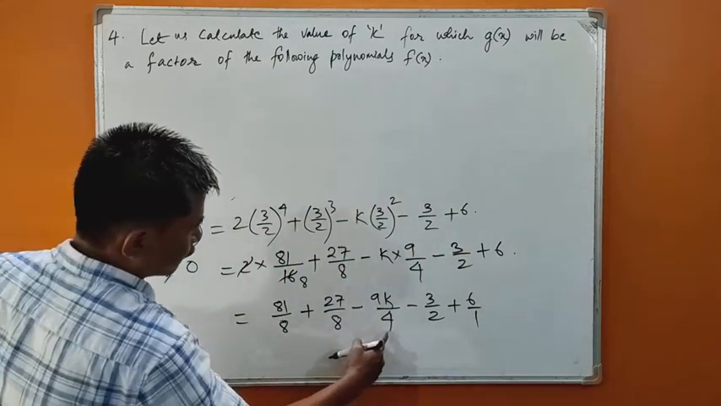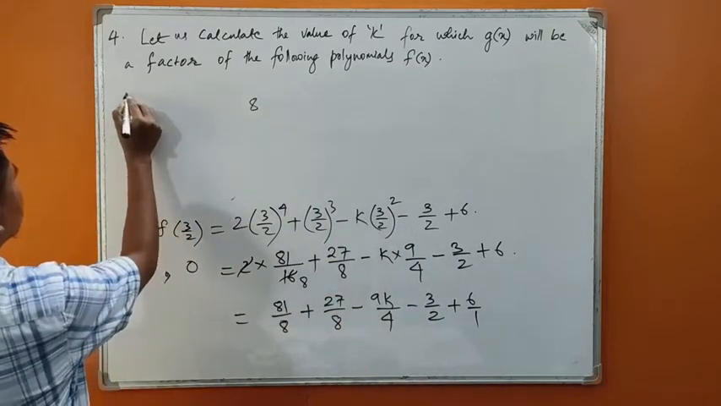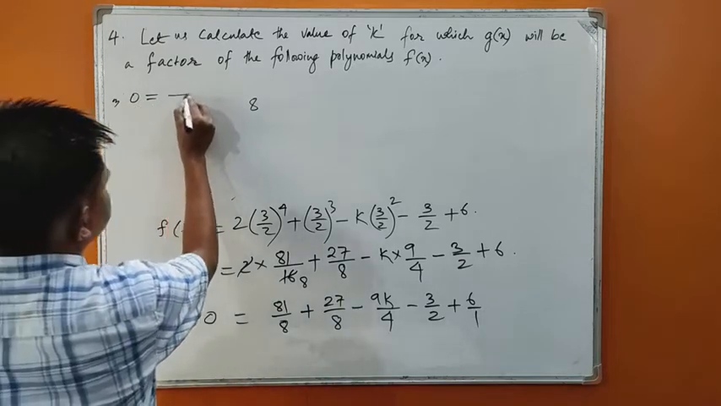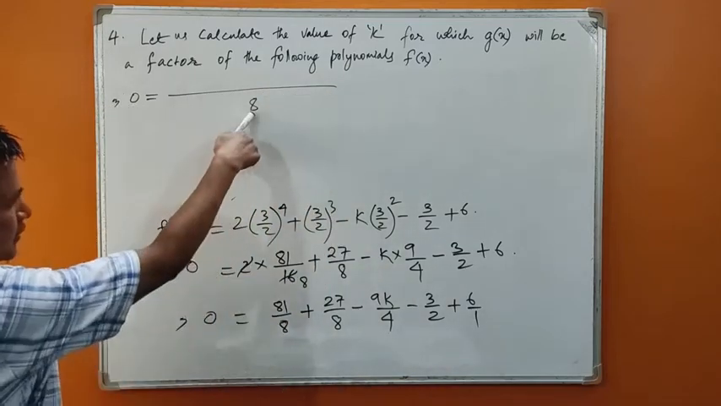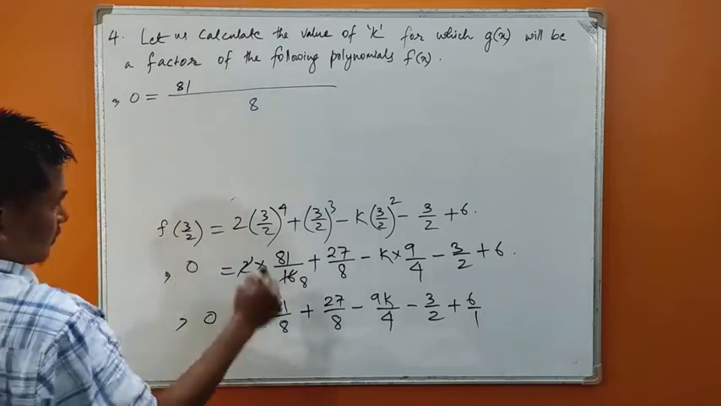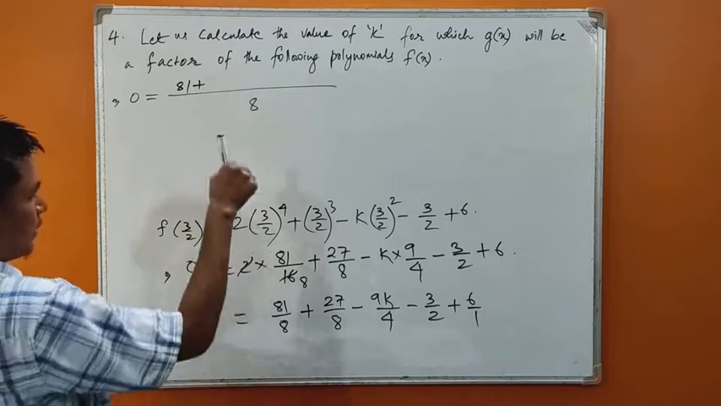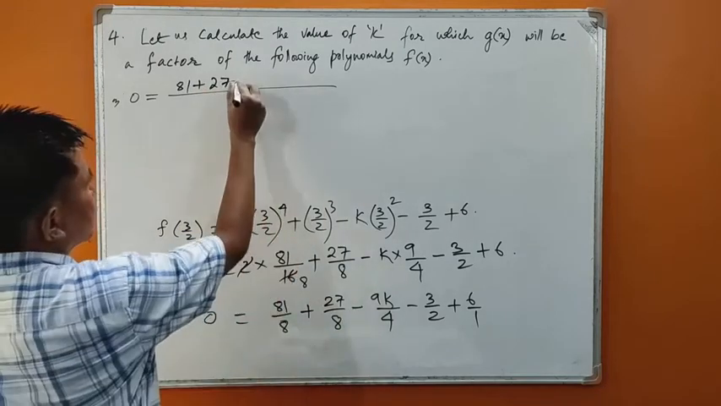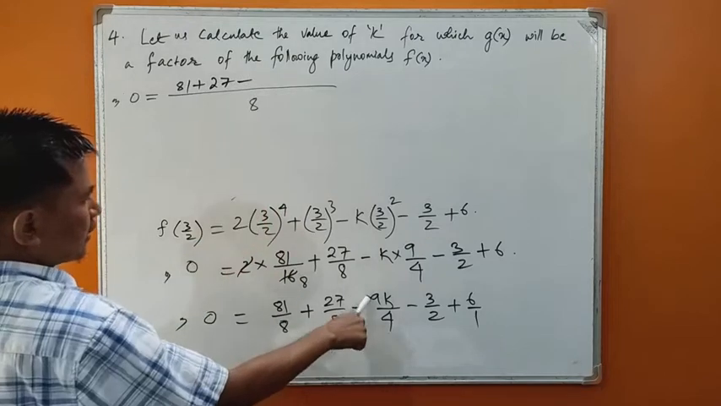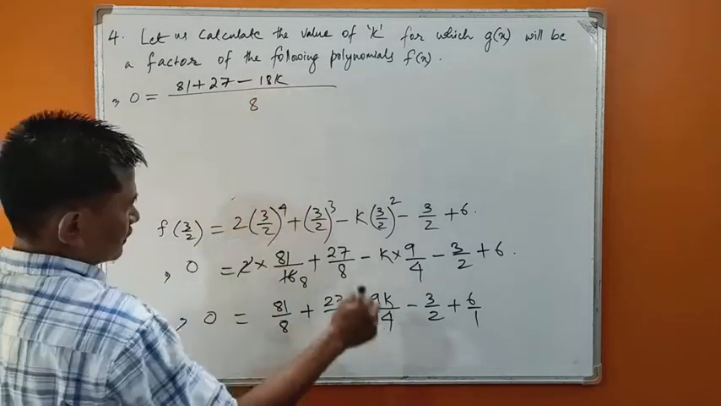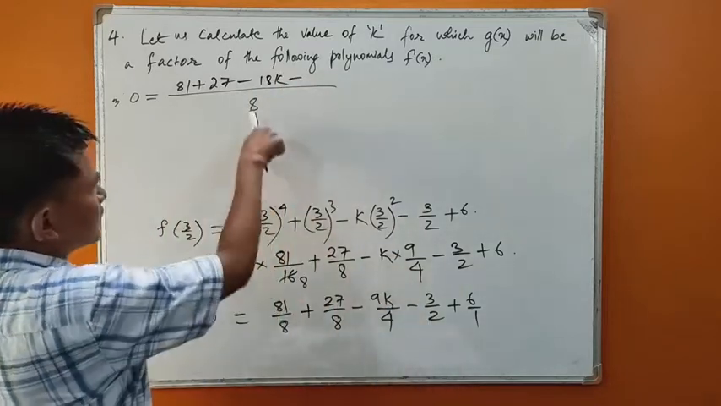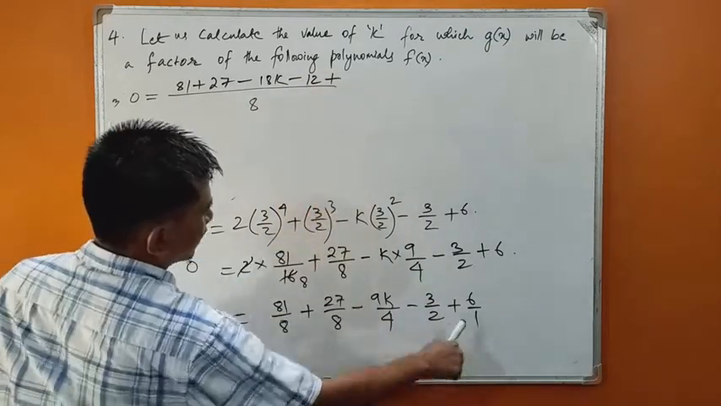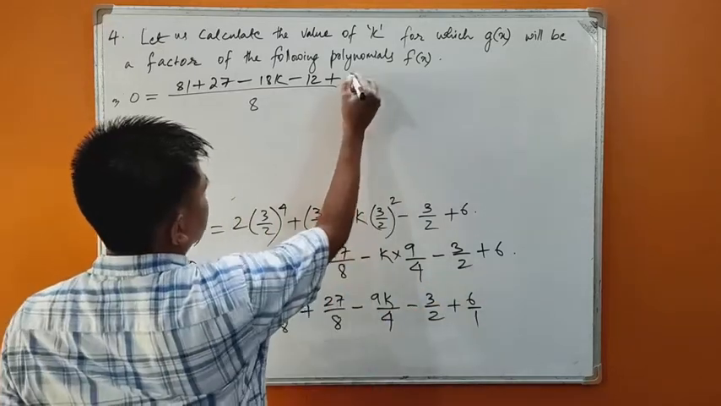The LCM of 8, 8, 4, 2 and 1 is 8, isn't it? We have 0 in the left hand side, 0 equals to, yes, 0 is here, or 0 equals 8 ones are 8, that 1 into 81 is 81, plus 8 ones are 8, 8 ones are 8, that 1 into 27 is 27, minus 4 twos are 8, that 2 into 9 is 18k, minus 2 fours are 8, that 4 into 3 is 12, plus 1 eight is 8, that 8 into 6 is 48, isn't it?